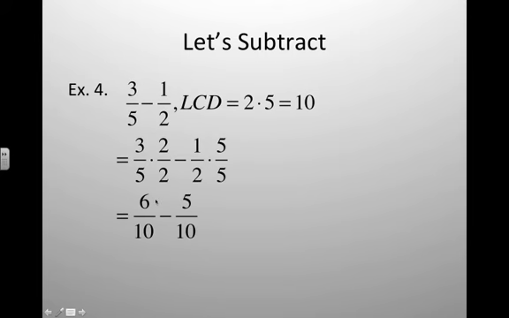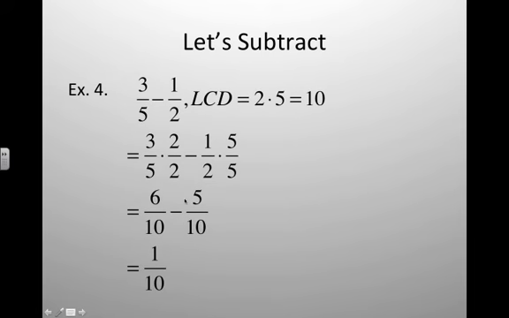And so we're going to have 6/10 minus 5/10. So we use the common denominator of 10 and we actually combine the numerators. So 6 minus 5 is 1, and so we end up with 1/10.